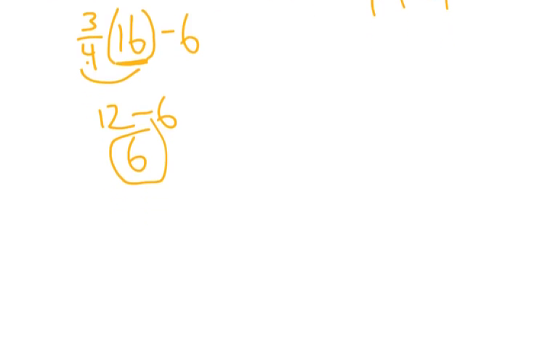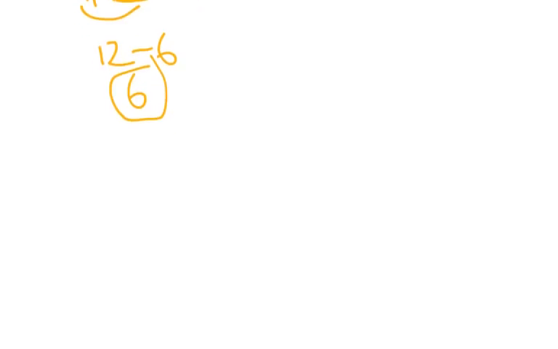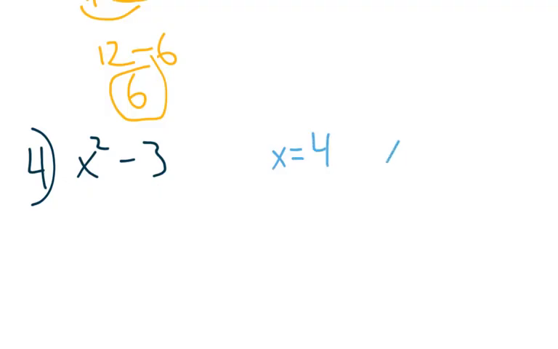Next one, and now we're going to kick it up a notch. x squared minus 3. Now what we're going to do here is we're going to do this twice. We're going to let x equal 4, and then we're going to let x equal -2. Actually, let me do that in different colors here. So x equals -2. Perfect.